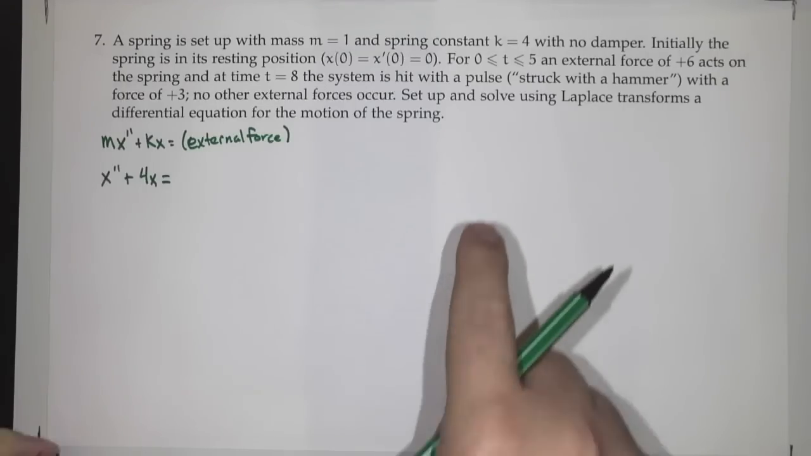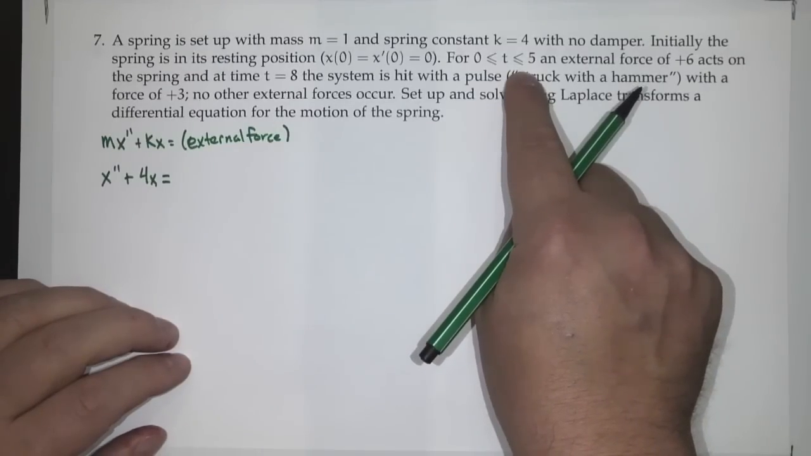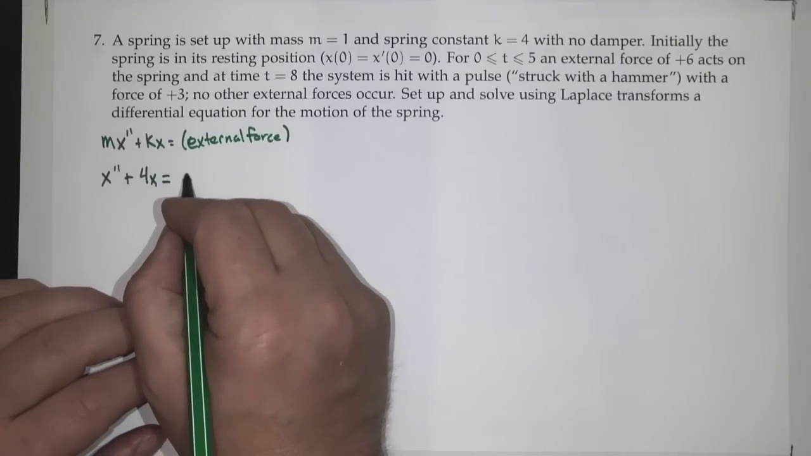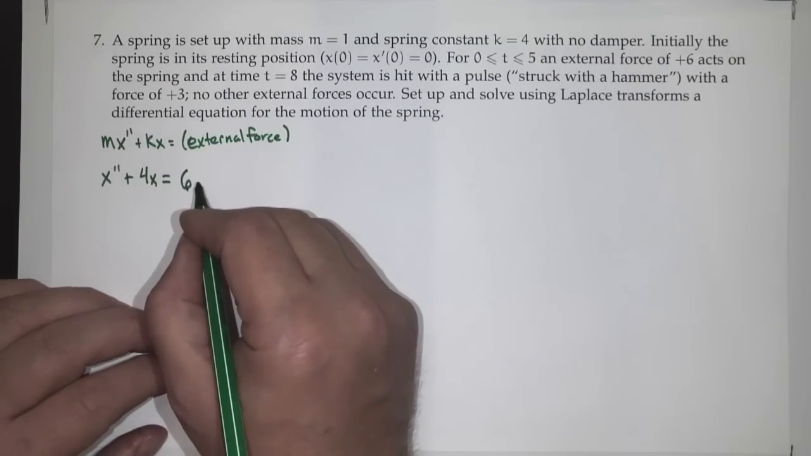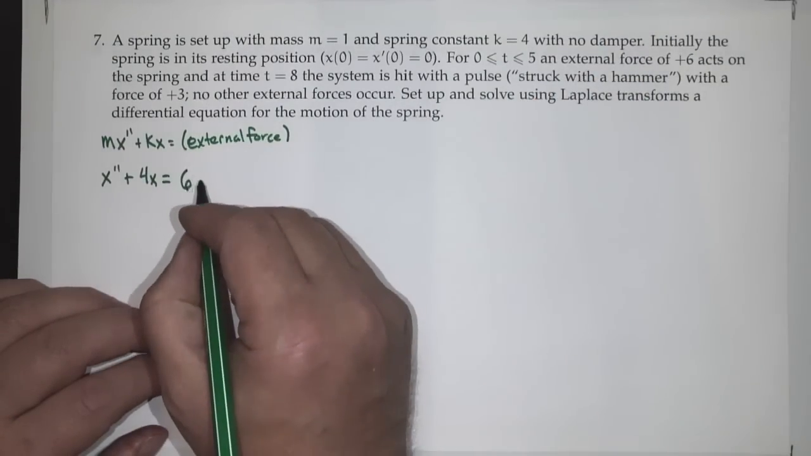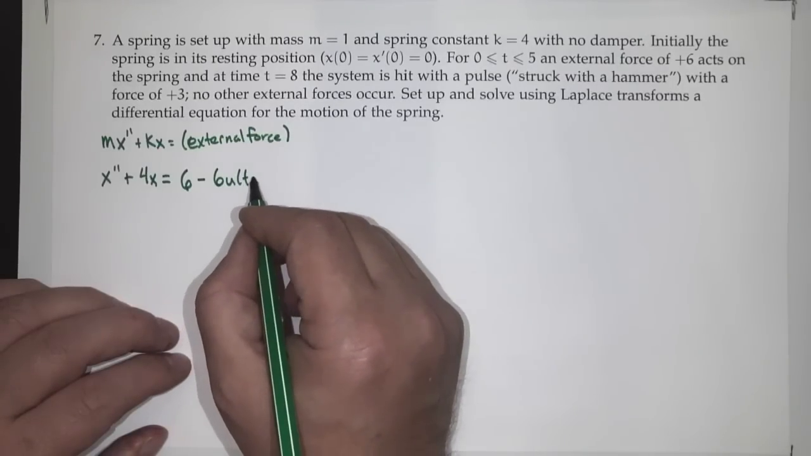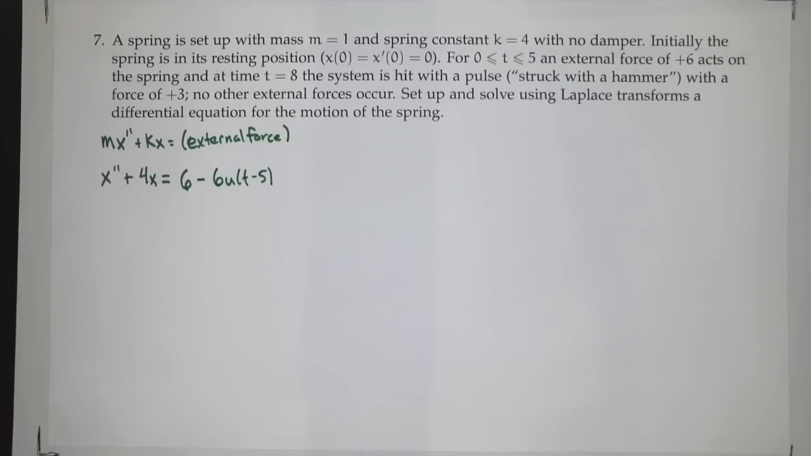Okay, so is this a U or a delta? It's a U. So what we have is 6, because that's initially what we have, and then at time 5, we turn it off. So minus 6 u of t minus 5. So this has the effect, it's 6 until time 5, then it's 0.